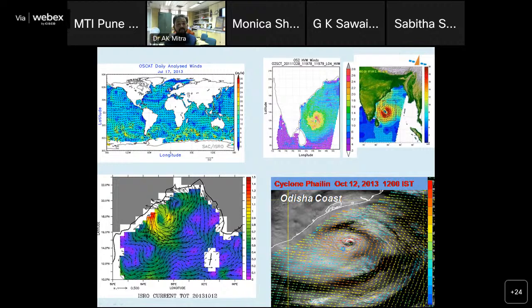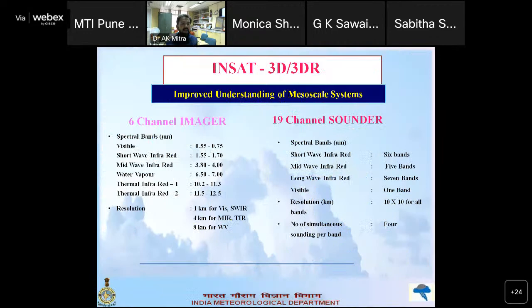And then we'll come to our own satellites, INSAT 3D and INSAT 3DR. Basically, INSAT 3D was launched in 2013, and INSAT 3DR launched in 2016. There is a six channel imager. You can see visible, shortwave IR, mid IR, water vapor, thermal IR. Resolution is also given. There is a paradigm shift in weather observation, particularly from INSAT 3D, 3DR, because of this multispectral nature of the imager. 1 kilometer for visible and SWIR, 4 kilometer for MIR and TIR, and 8 kilometer for water vapor.